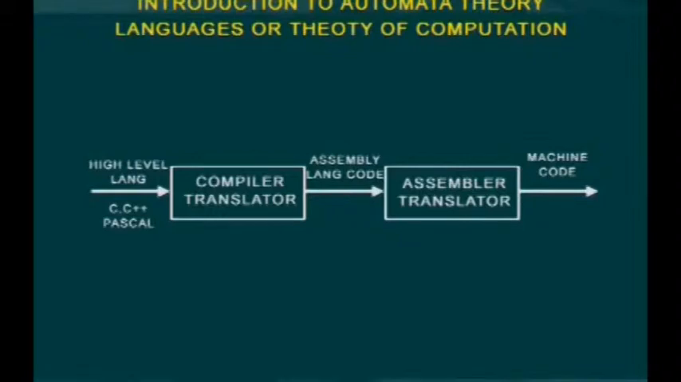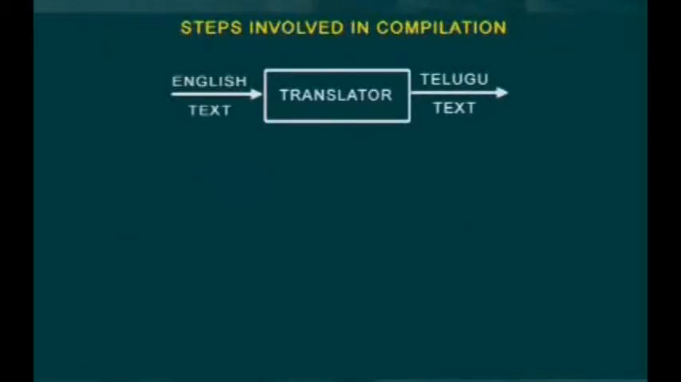So let us try to understand the process of translation, how the compiler does the translation. That is very important for us to understand this subject. Now let us try to understand the steps involved in the compilation, or the process involved in compiler design. Dear students, you should have a pen and paper with you and please note down these things. These are crucial things to understand this subject.